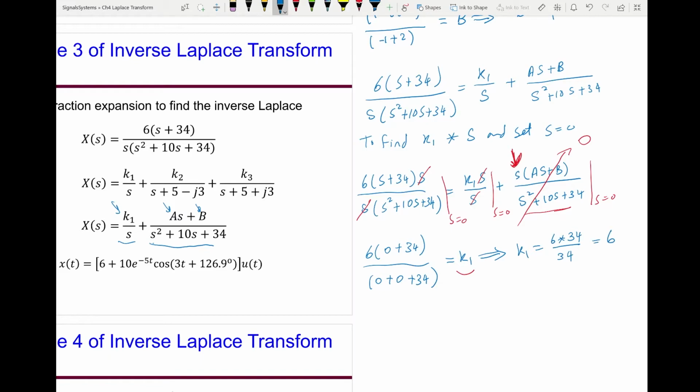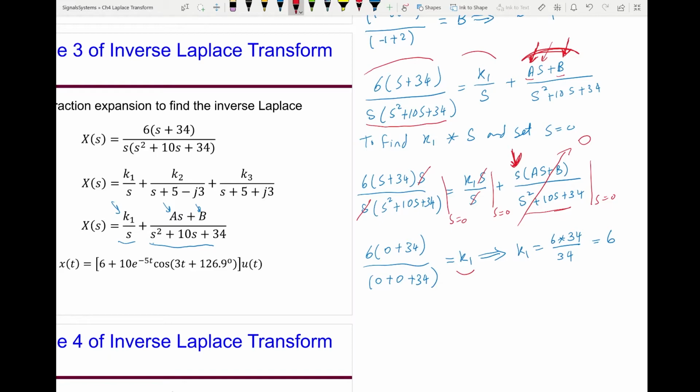Okay, so now the question is, how do I find A and B? There are different ways to do it. One way is I plug in one value for s, like 1, and I will get one equation with two unknowns, A and B. Then I plug in another value for s, maybe 2, and I will get a second equation with two unknowns A and B, and then solve these two equations. So that's one way. Another way is I multiply every term here by this denominator. Then I will get one equation. Then from this one equation, A and B can be solved to make this equation true.